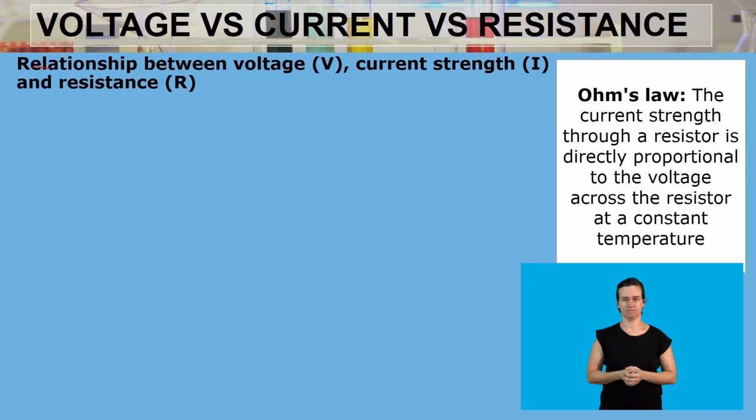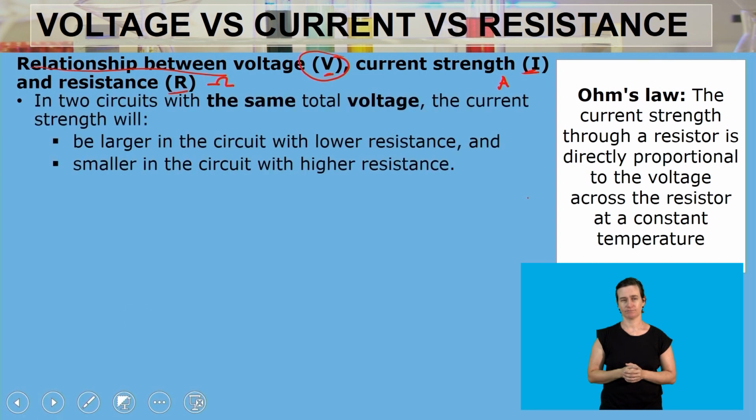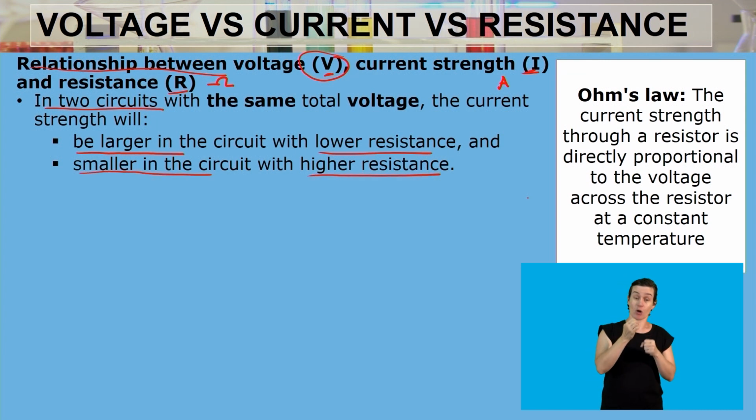Now, looking at the relationship between V, the voltage, I, the current, and R, the resistance. Remember, the symbol for resistance is the omega, the symbol for the voltage is V, and the SI unit for the current is A. Now, with this, we are saying that in 2 circuits with the same total voltage, the current strength is going to be larger in the circuit with the lower resistance and smaller in the circuit with the higher resistance.